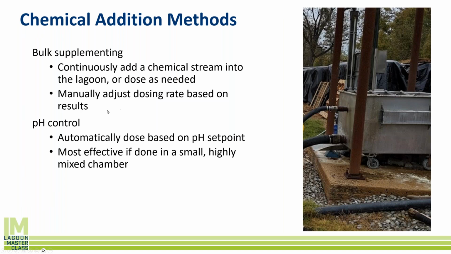So chemical addition, you can actually do this continuously based on just estimates, or you can use pH control where you can dose on pH. So if your pH goes down, it'll start to dose these chemicals into the water. Once the pH comes up too high, it'll turn off the dosing and you won't dose anymore.